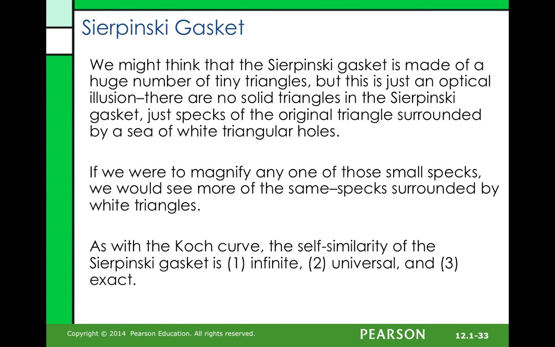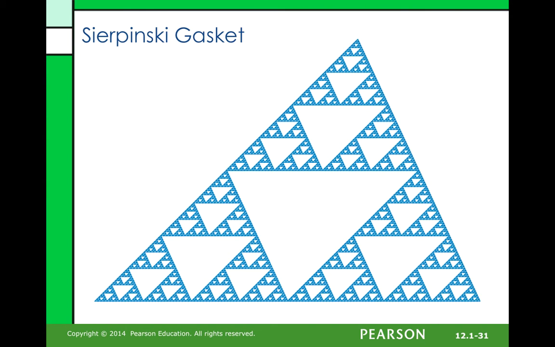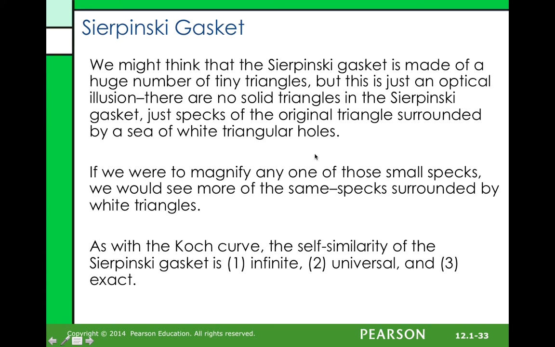So we might think that the Sierpinski gasket is made up of a huge number of tiny triangles, and indeed that's what this picture sort of suggests here. So you see these little blue specks. You might think that all of those blue specks are tiny, tiny triangles. This is actually just an optical illusion, however. There is no solidity in the gasket. Just specks of the original triangle surrounded by a sea of white triangular holes.